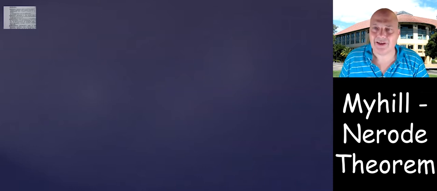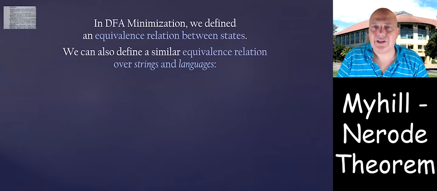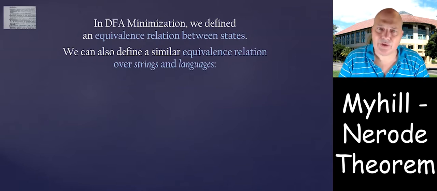So take care to see the subtleties in the differences. In DFA minimization, we defined an equivalence relation between states. Here we're going to define an equivalence relation over strings, so between strings, and with respect to languages. And this will mean that we can apply this for any language, not just regular languages.